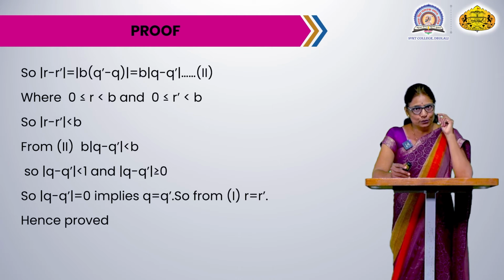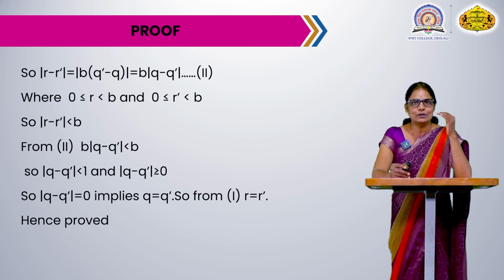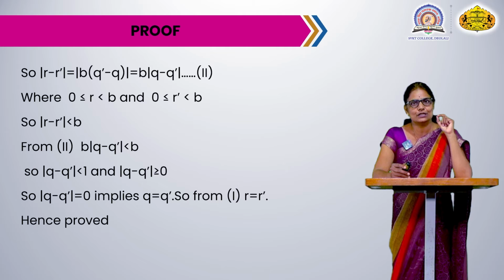a and b are two integers with b greater than 0. Then there exist unique integers q and r satisfying the equation a equals bq plus r with 0 less than or equal to r less than b.